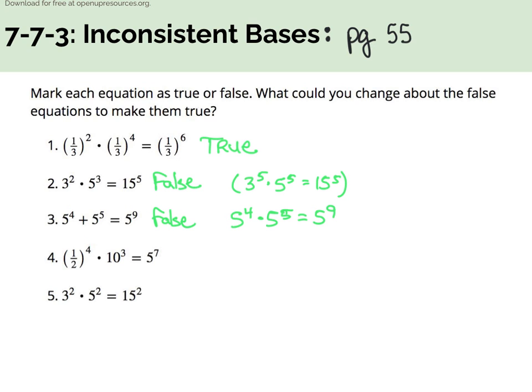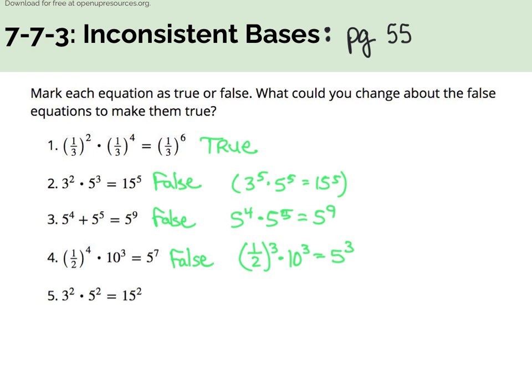Let's look at number 4. 1/2 to the fourth times 10 to the third is 5 to the seventh. This, how it is right now, is again false. It's because the exponents are not the same. If I did have it as 1/2 to the third times 10 to the third, we would get 5 to the third. Notice how the bases are different, but the exponents are the same. Then we would have that final answer. Again, we're going to talk about this tomorrow, so if you're not understanding right now, it's okay.